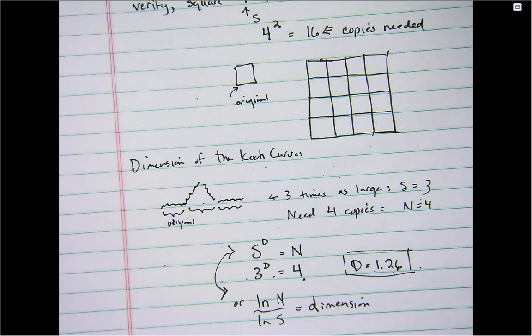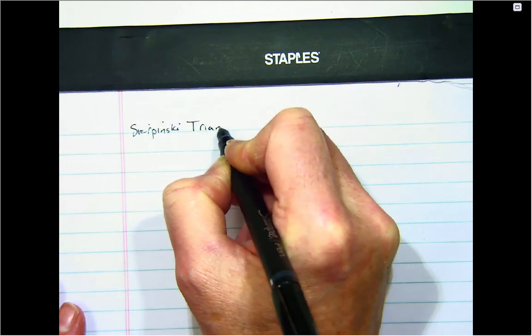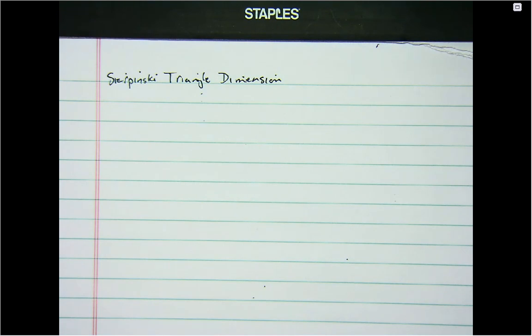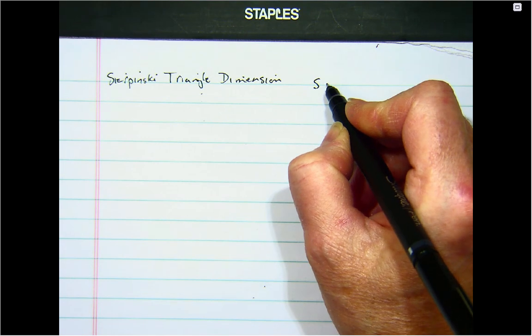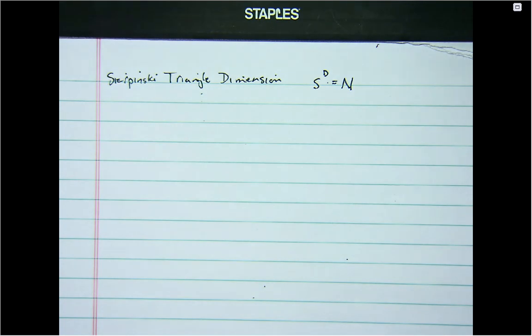Okay, let's take a look at the Sierpinski triangle next. And this is something I would expect you to be able to do on a quiz, to be able to find the dimension of the fractals that we've been looking at. So we're using the formula S, scaling factor raised to dimension equals number of copies needed. You can write out as much of that as you want or just use the initials. Here's the Sierpinski triangle.